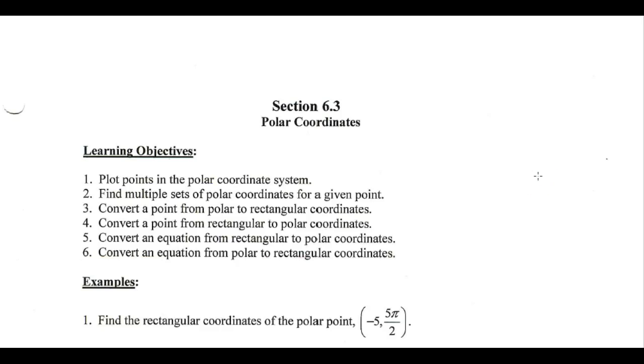Okay, our last section to cover in Precalculus, section 6.3. We're going to get just a basic introduction to polar coordinates, okay? Polar coordinates is another way of looking at points in a coordinate plane. You're used to rectangular coordinates, right? The x, y coordinate of a point in a plane.